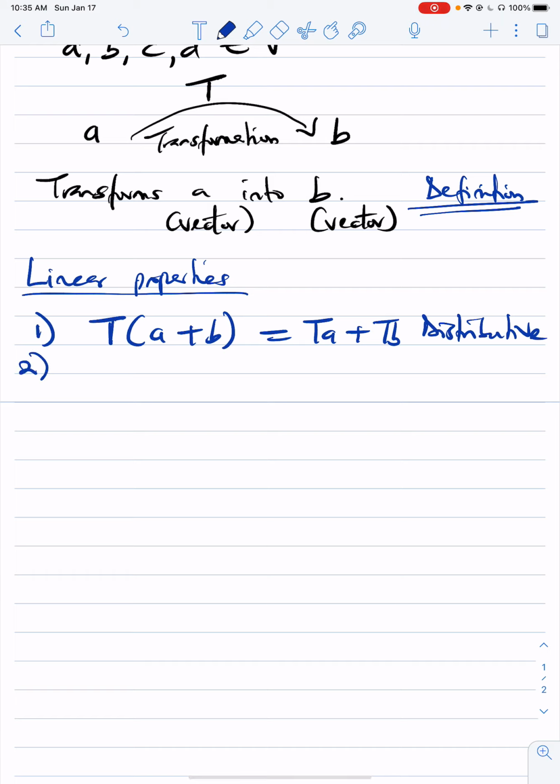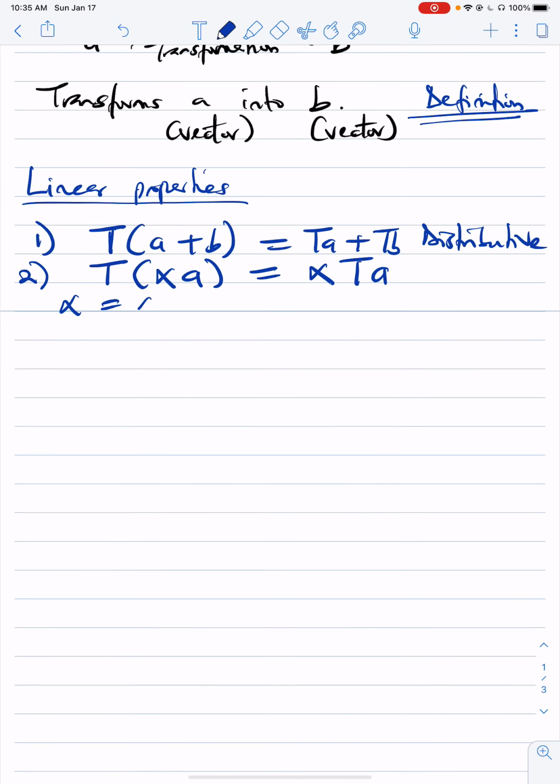Secondly, we have the associative property, where we have a tensor, an arbitrary scalar, and a vector, right? If you multiply this, it is still the arbitrary scalar times the tensor times the vector, right? Here alpha is an arbitrary scalar. The scalars can be used to reduce or increase the size of the vector, right?